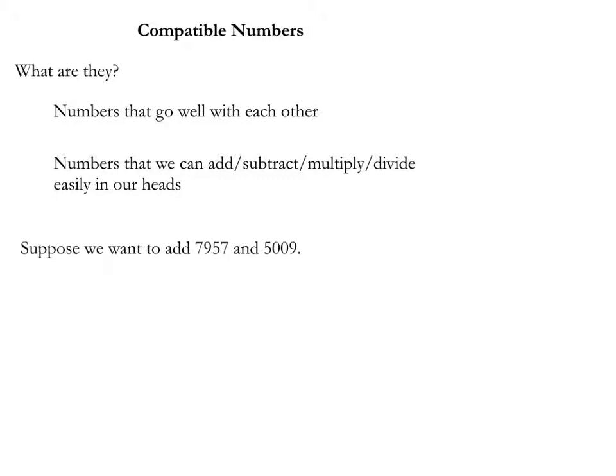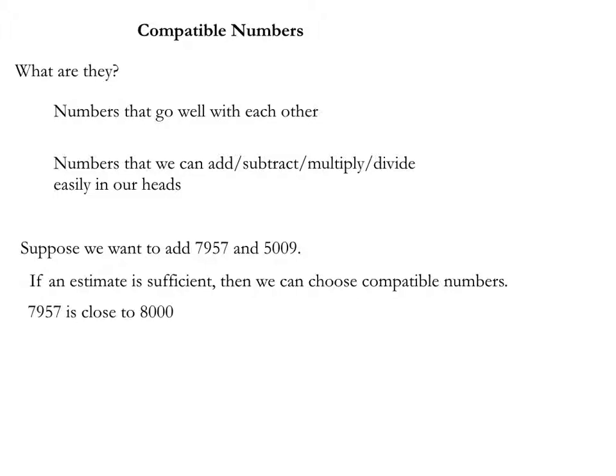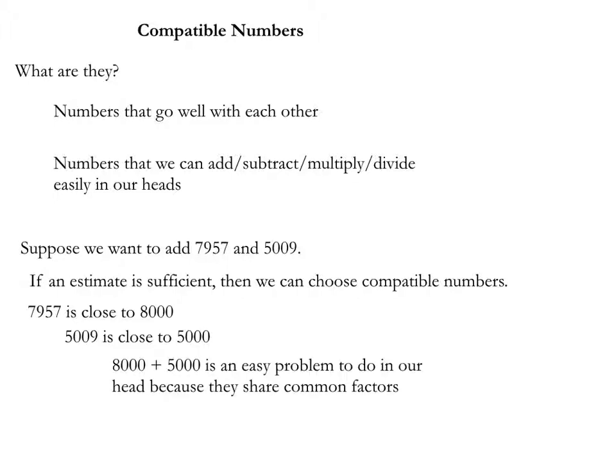So let's look at an example here. Suppose we wanted to add 7,957 and 5,009. With pen and paper, with a calculator, that's easy, but just in your head, it's a little more challenging. But if we don't need an exact number, we can estimate. We choose compatible numbers. So 7,957 is close to 8,000. 5,009 is close to 5,000. Now we've got two very easy numbers, 8,000 and 5,000.